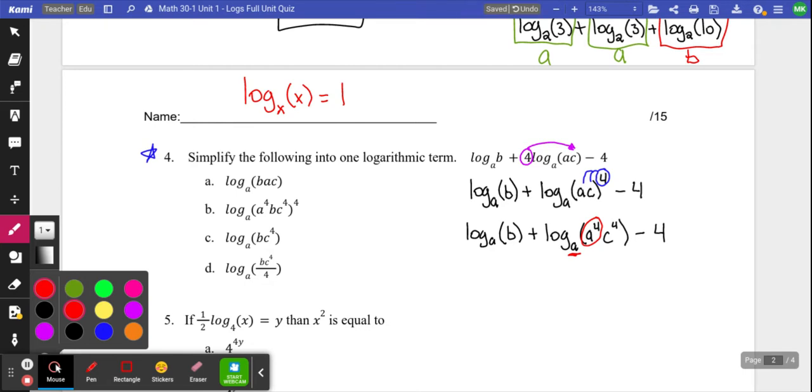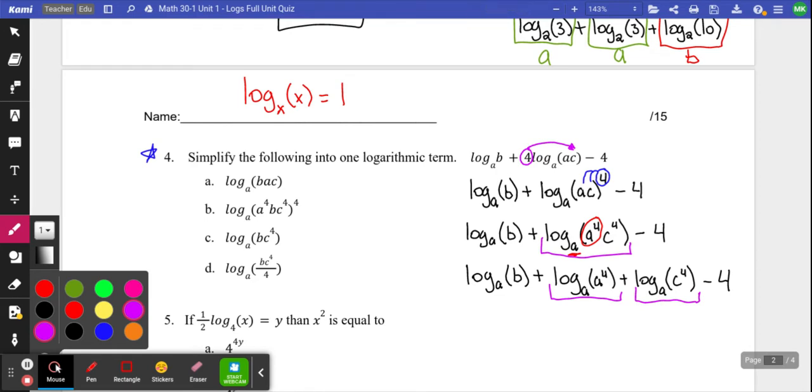So I can actually simplify that if I was to break these logs apart. So it looks like this. Log a of a to the power of 4 plus log a of c to the power of 4 minus 4. So I took that log and I split it into 2 logs.